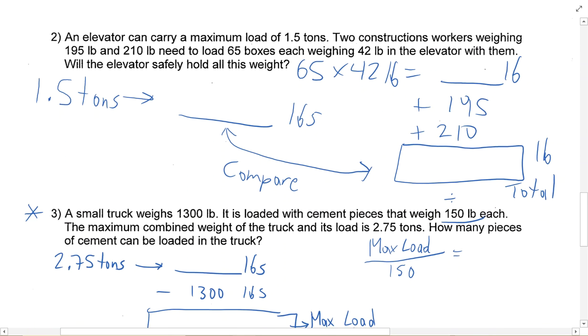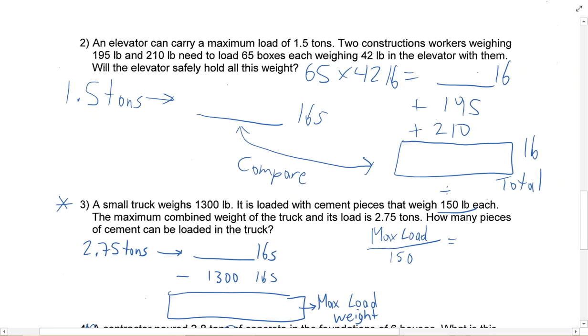Number 2 is really tricky. For number 2, you are going to convert 1.5 tons. The max load is 1.5 tons, so convert that into pounds. Then compare that to what the load is. The load is the tricky part. You have 2 construction workers: one is 195 pounds, one is 210.